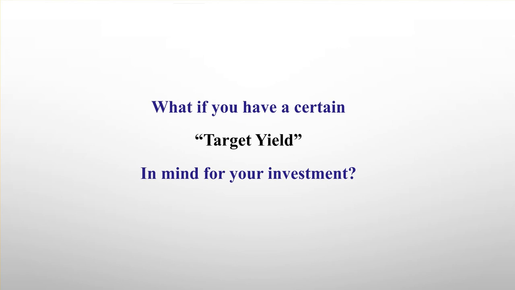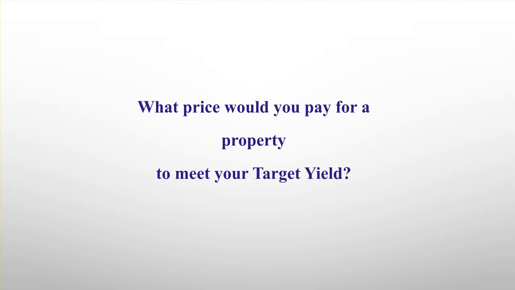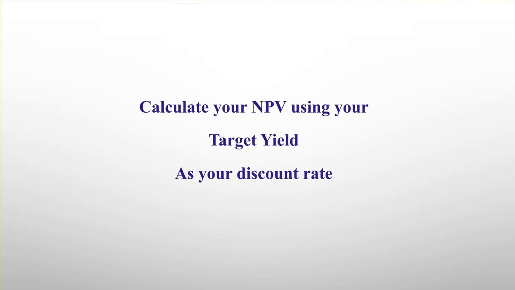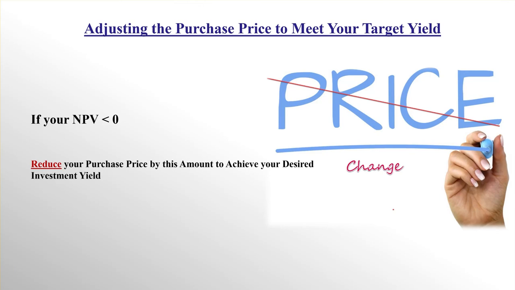This is your target yield. Then what price would you pay for a property to meet your target yield? To answer this question, you have to calculate your net present value using your target yield as your discount rate. This puts you in a position to evaluate things. And by evaluating things, I mean adjusting the purchase price.